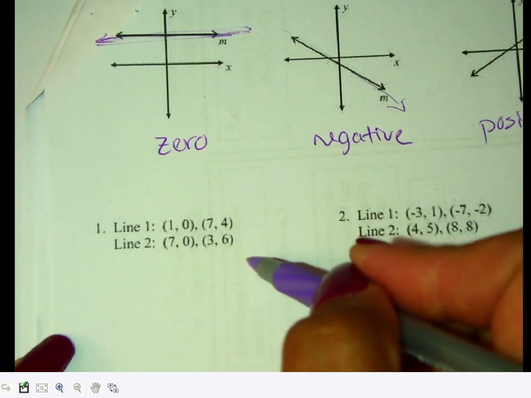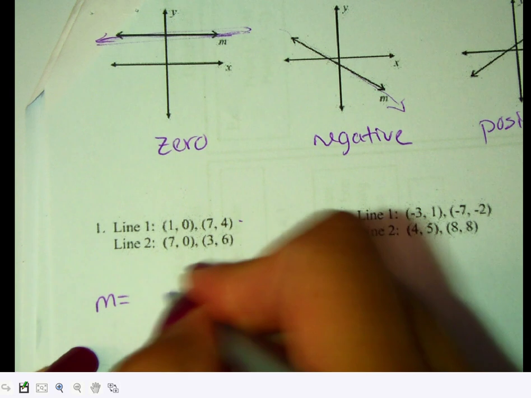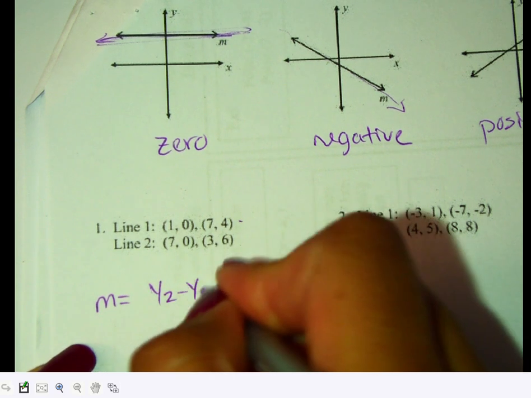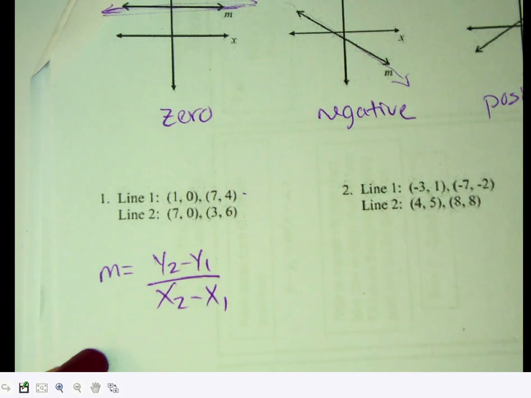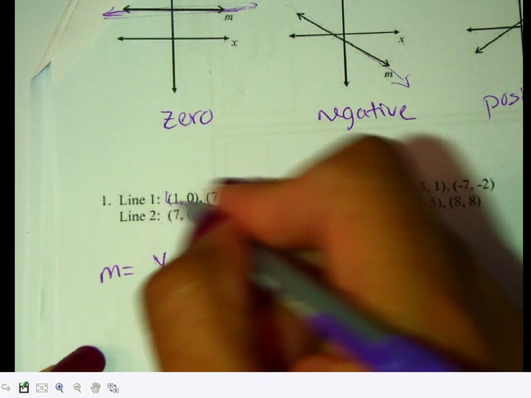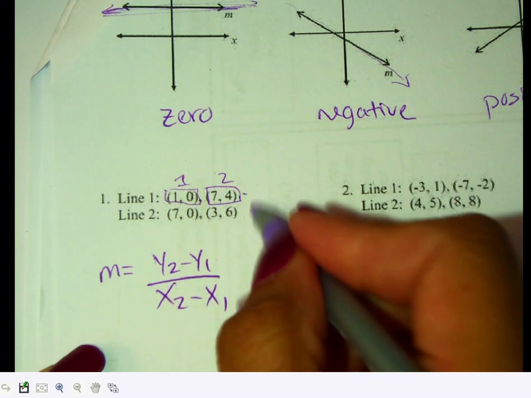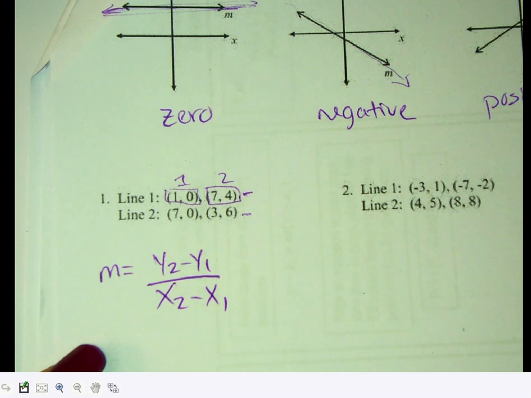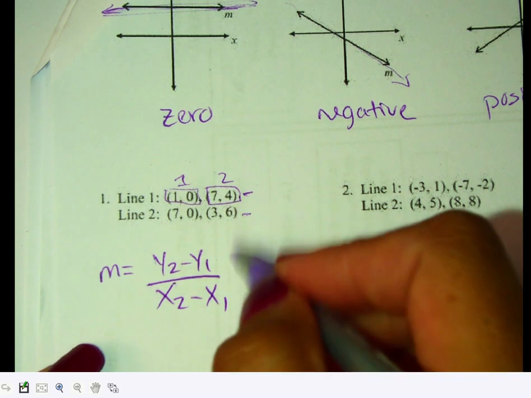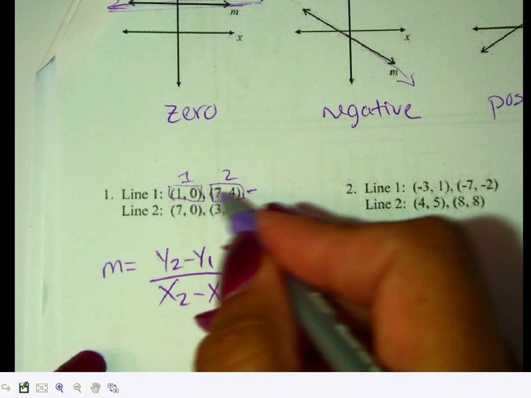Anytime you have 2 sets of points, you can calculate the slope by doing y2 minus y1 over x2 minus x1. You have to label the points as point 1, point 2. So you're going to find the slope for the first line and then a slope for the second line, and you're going to check if these 2 lines are parallel or perpendicular. We'll talk about it in a little bit. So let's calculate it first.